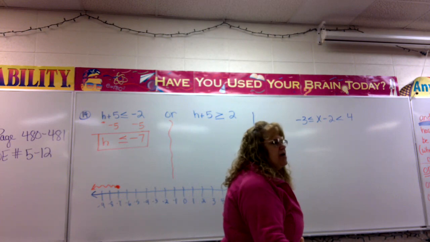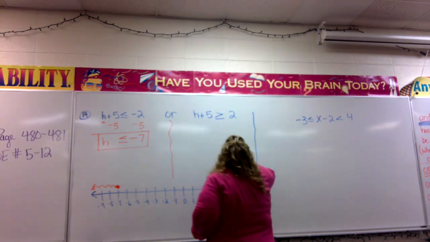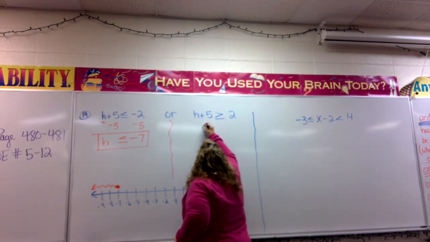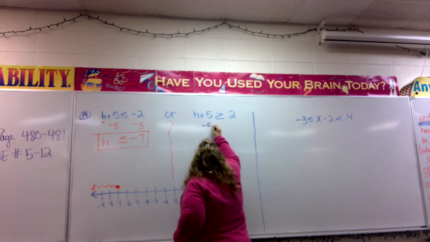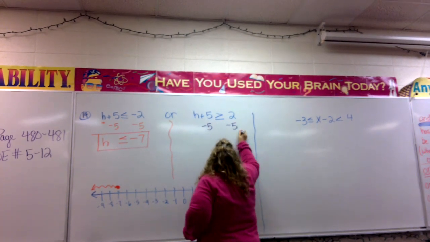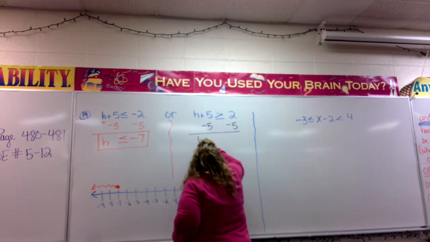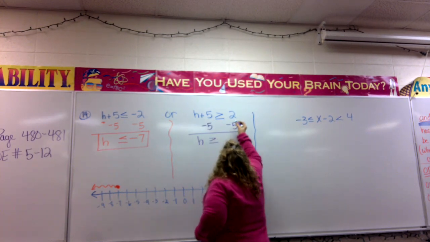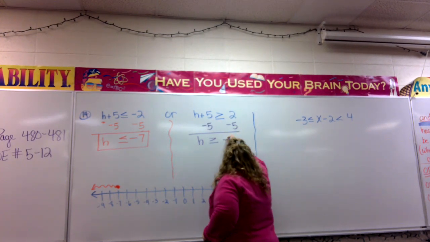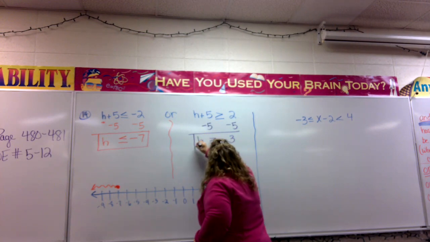Now we're going to do the same thing to the other inequality. What do you do here? Right, subtract 5, subtract 5. You get h greater than or equal to -3.